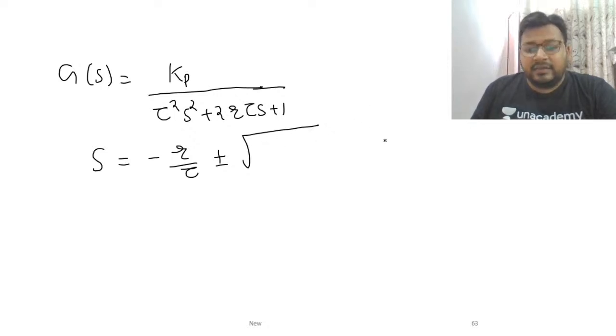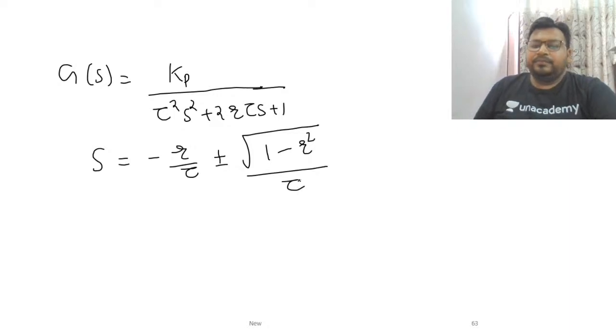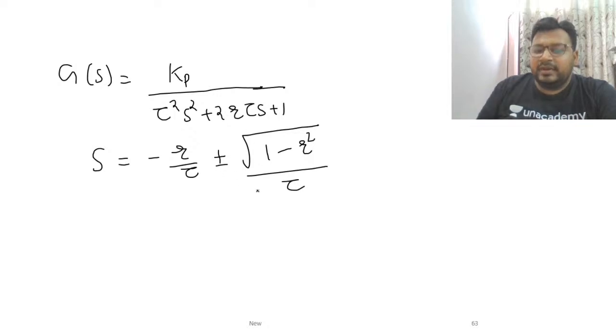if zeta is less than 1, then obviously you get 1 minus zeta square. If zeta is greater than 1, you get zeta square minus 1. So that depends. This is the root that we get: minus zeta by tau plus minus under root 1 minus zeta square by tau. And yes, there is iota also, because I have calculated only for the complex conjugate poles. So for the case of complex conjugate poles, this is the value of s.